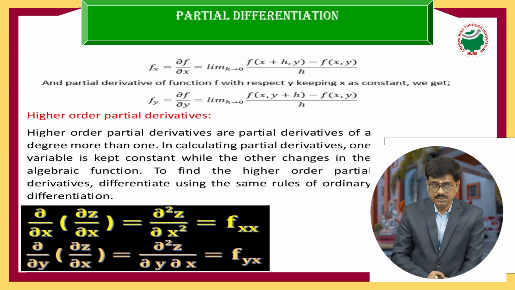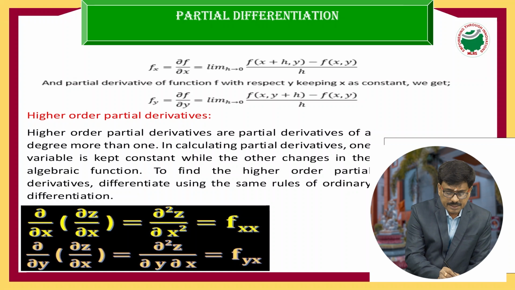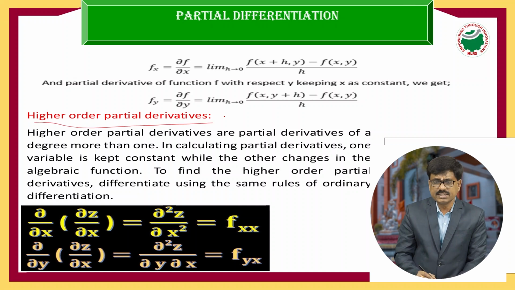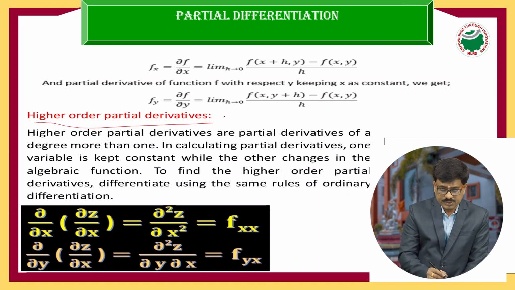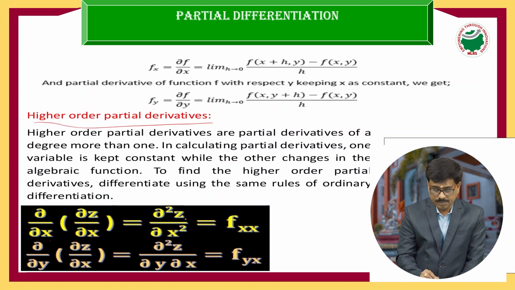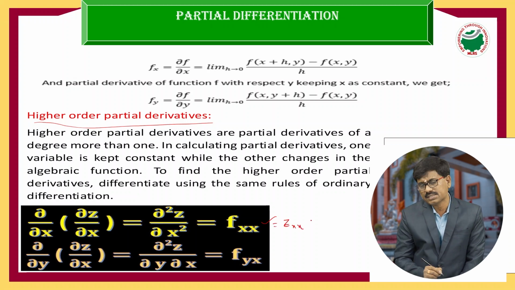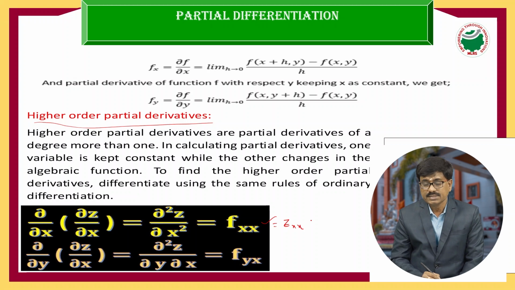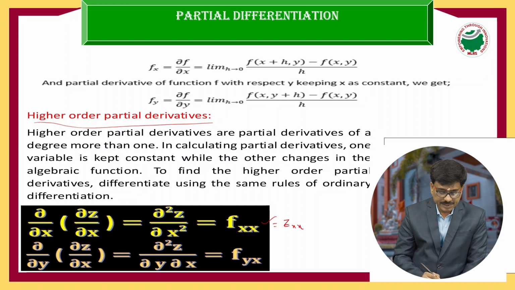What are higher order partial derivatives? Let us take an example. Suppose dou z by dou x, we know this is the first order. When we calculate one more order of the derivative of this function, it becomes dou square z by dou x square. I can simply say fxx. Some notations write it as zxx, which is nothing but the second order partial derivative with respect to x.